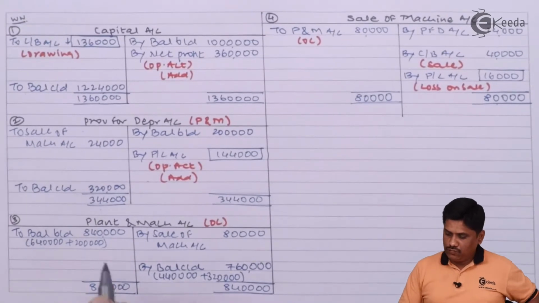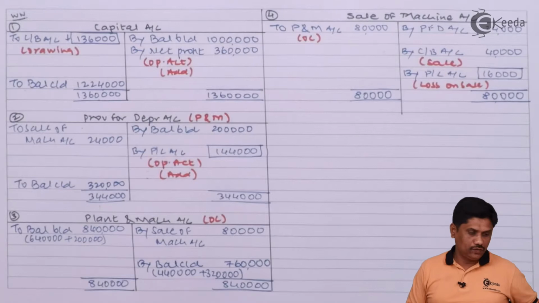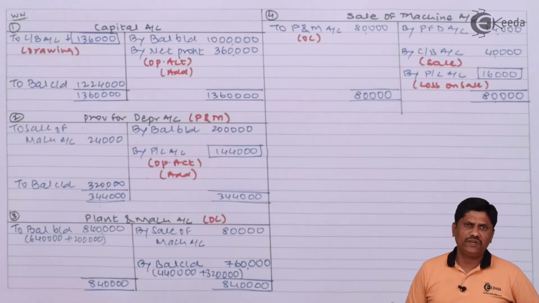So there is no change in this account, there is no derivation here. This account has got closed on its own. Now we have completed all additional information. Now we will go with the balance sheet. The remaining amounts in the balance sheet we will consider for our cash flow statement.